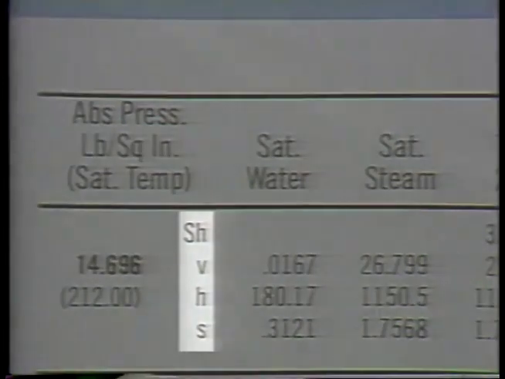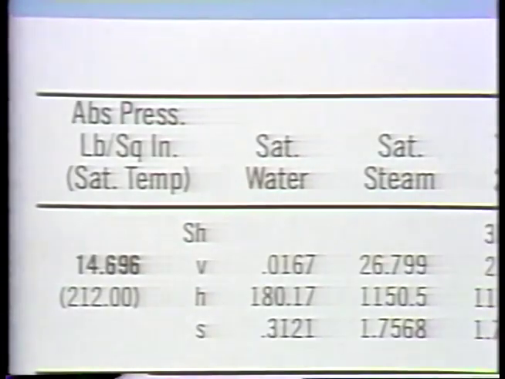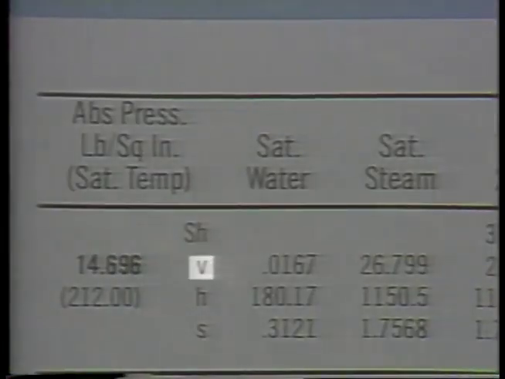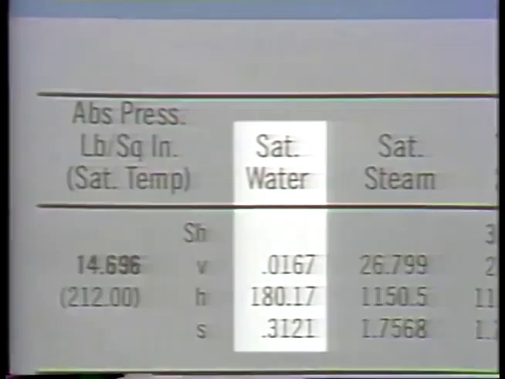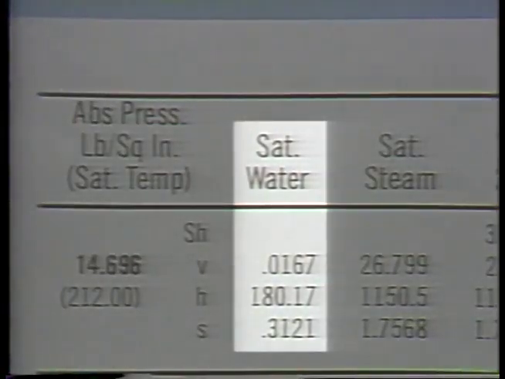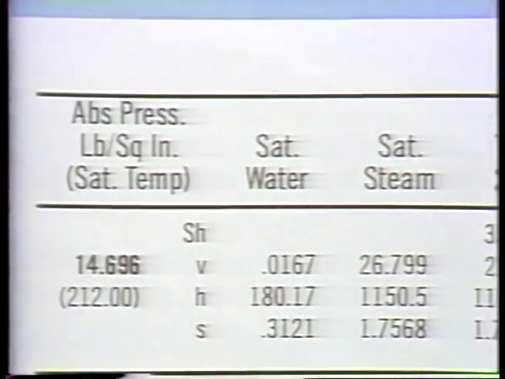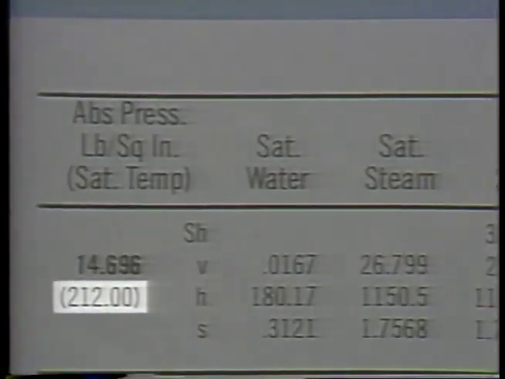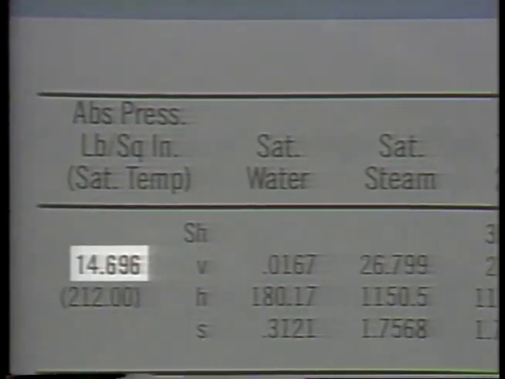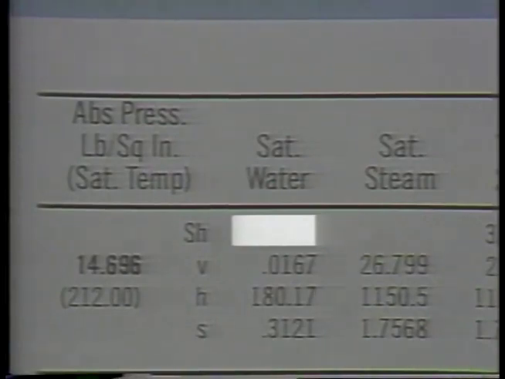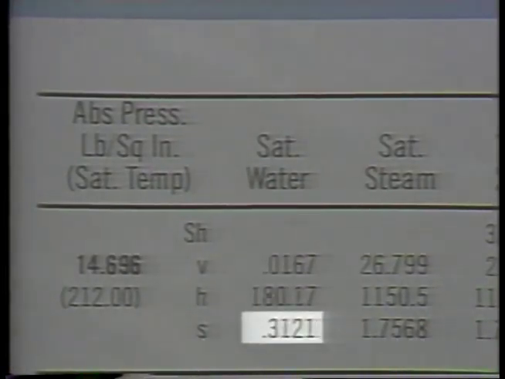Next to the pressure value are four letter designations: SH, V, H, and S. As you probably know, these stand for superheat, specific volume, enthalpy, and entropy. Directly across from each of the letters is the value for saturated water at the given temperature and pressure. At 212 degrees Fahrenheit and 14.696 psia, there is no superheat, so no value is indicated. However, there are values for specific volume, enthalpy, and entropy.